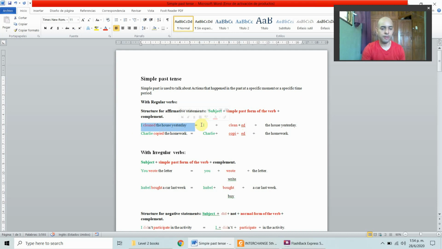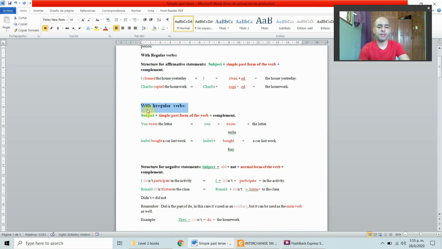I cleaned the house yesterday. The subject, clean, the main verb, adding ed, and the house yesterday. Charlie copied the homework. Charlie, the subject, copied the simple past form of the verb, and the homework is the complement. So we can see here the structure. I wrote copy because remember, this is the normal form of the verb copy with a y. But as I explained in the video where I explained how to form the simple past form of the verb, we have to erase the y and write i and then add ed.